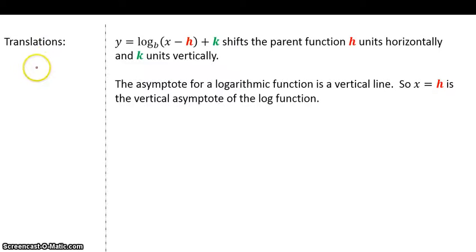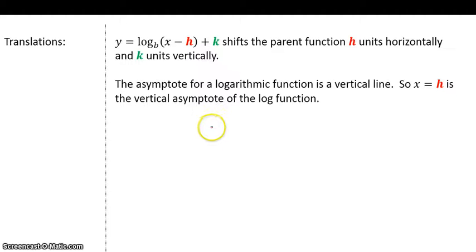Now let's talk about translations. Translations is when we shift things right, left, up, or down. Here you can have something inside the log with x, so x plus something or x minus something. That means we're moving right or left, h units, whatever that is. And if there is something after the log, the k value, that tells you if you shift vertically, meaning up or down.